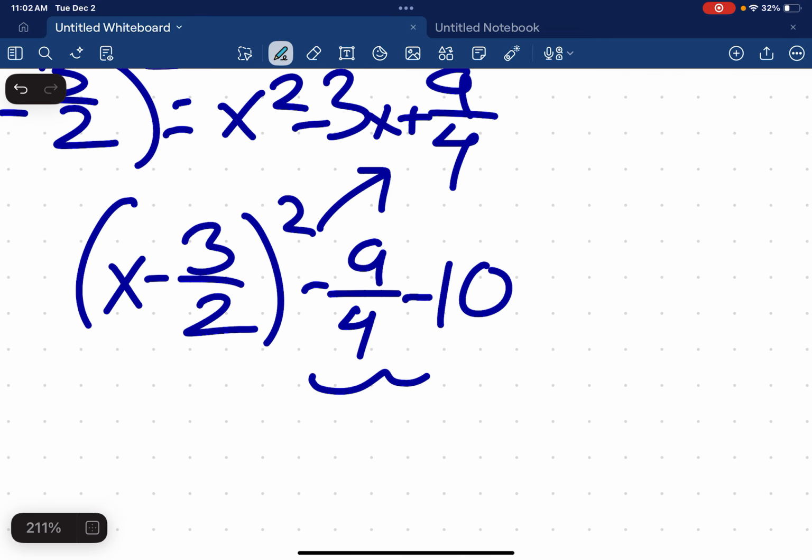And this is going to be equal to, what is this equal to actually? I can't think of it off the top of my head. Minus 10, fraction form.